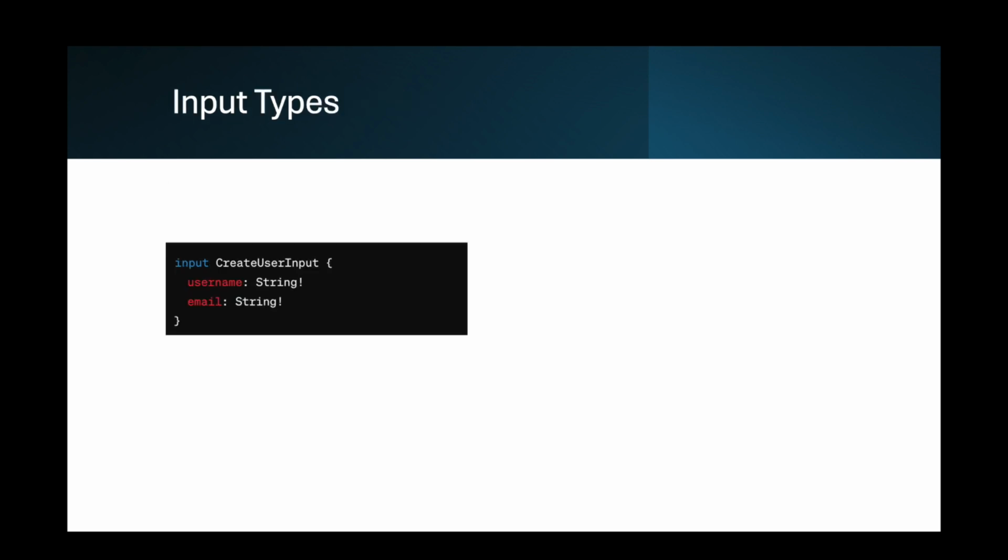Let's look at input types. Mutations often require input parameters to specify the data to be modified or created. Input types are used to define the structures of these input parameters in the GraphQL schema. Input types are similar to regular object types, but are specifically designed for input data. For example, an input type for creating a user might look something like this, where you have input CreateUserInput, and we pass username and email. In this input type, the username and email fields represent the data required to create a new user.